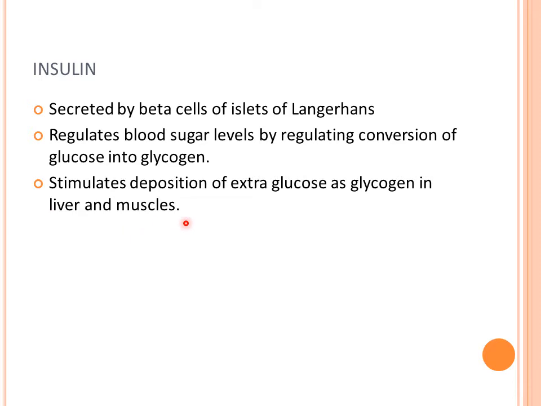Now, what will happen if these beta cells are not secreting insulin properly? In case there is any pancreatic disorder, they will not be secreting insulin properly. Or in case they are secreting more insulin, what will happen? Let us see that. In the next slide, we will see what happens when there is hypersecretion or hyposecretion of insulin.